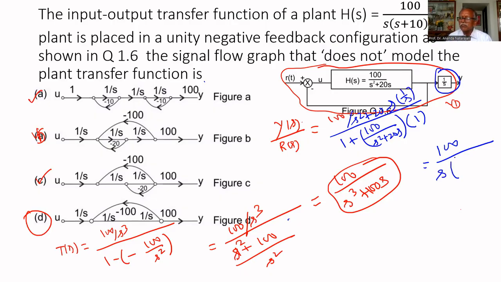So this becomes S square plus 20S plus 100 plus 100. That's all. So S square plus 20S is getting cancelled. Therefore, 100 divided by S cube plus 20S square plus 100S. But these two are not equal. Therefore, D is the answer.